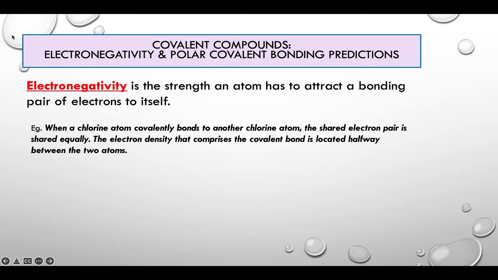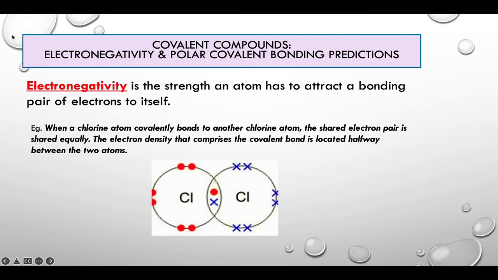Chlorine, when it bonds to another chlorine atom, diatomic, the shared pair are equidistant from the 2 centers. And that's because the density that comprises that bond is then located halfway between the 2. One chlorine atom will not hold that pair closer to itself than the other. Remember, it's the big protons in the middle of each atom that are pulling on those electrons, trying to reach stability. In this case, diatomics, they hold it equally apart.